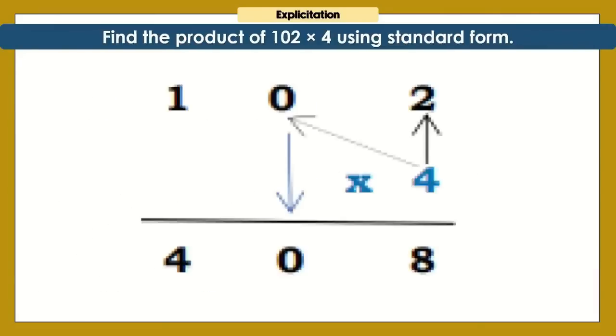Find the product of 102 times 4 using standard form. 2 times 4 equals 8. 0 times 4 equals 0. 1 times 4 equals 4. So the answer is 408.